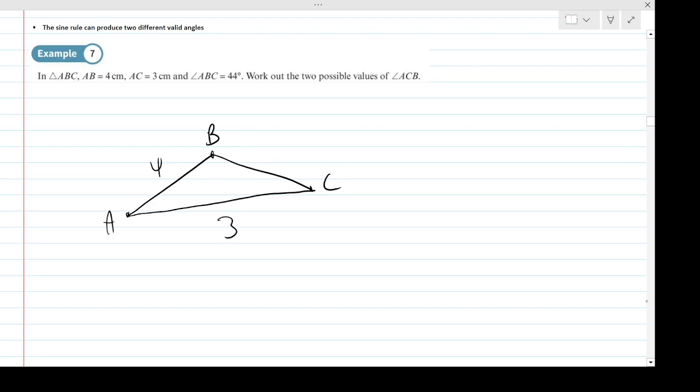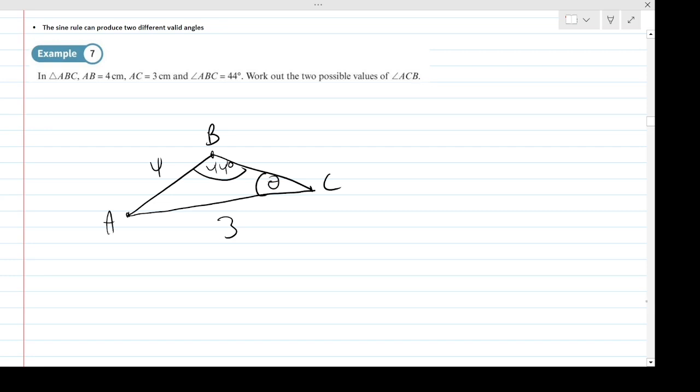Okay, it's not the most representative then. That looks larger than AB. And angle ABC, so the angle at B, is 44. Okay, it's a very wonky triangle, but apologies. Doesn't really matter, it's just a rough diagram. Work out two possible values of angle ACB. So that means the angle at C, which is going to be, again, theta. That's the angle we want.